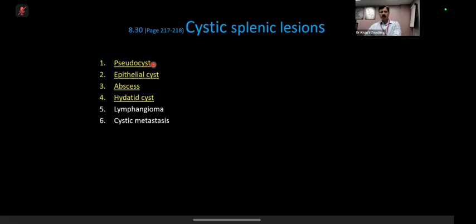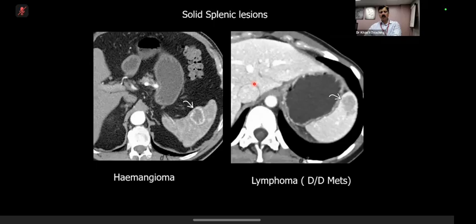Pseudocyst is the most common, post-traumatic, etc. Sometimes you don't even have a history. And epithelial cyst, abscess, hydatid cyst, etc. This is just to cover the differential.